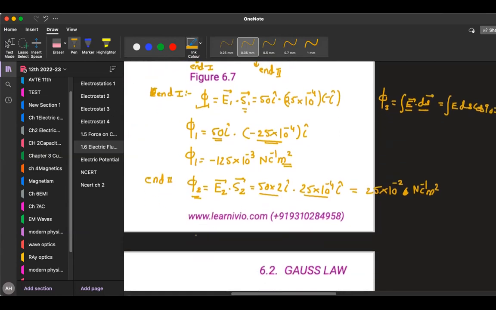So for total flux, the total flux is phi 1 plus phi 2 plus phi 3. Phi 1 is minus 125 into 10 raised to the power minus 3. Phi 2 is 25 into 10 raised to the power minus 2. Am I doing right? Yes, 25 into 10 raised to minus 2. Plus for the curved surface, it's 0. So you can write this as 250, 250 and 125. It's 125 into 10 raised to the power of minus 3 Newton per coulomb meter square.